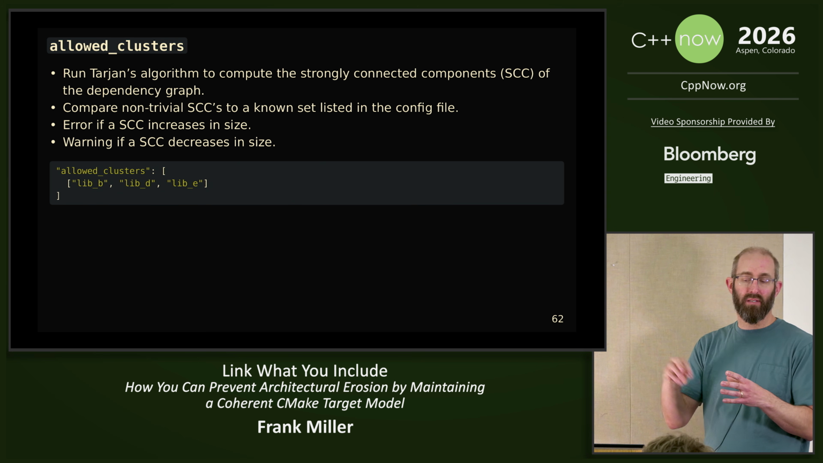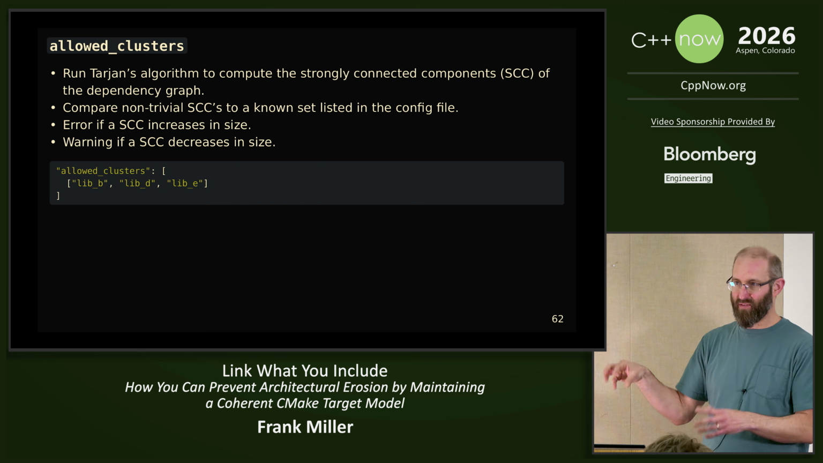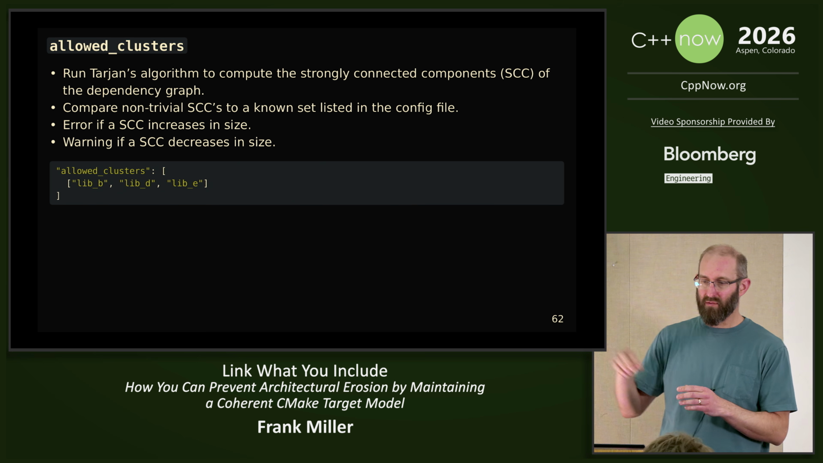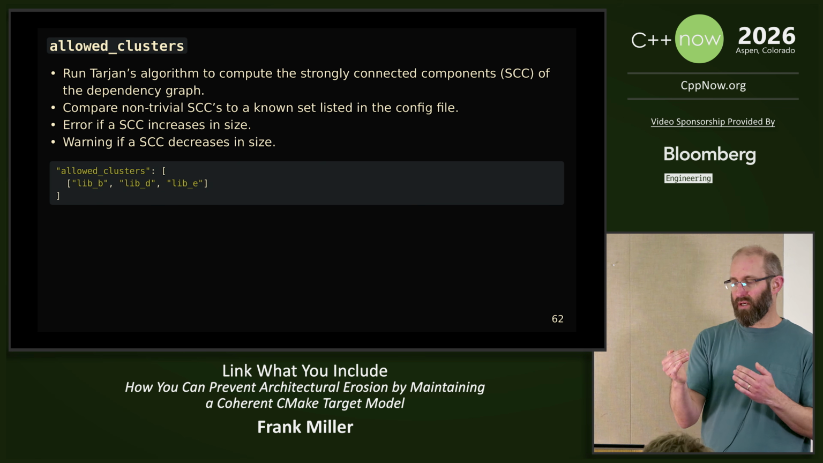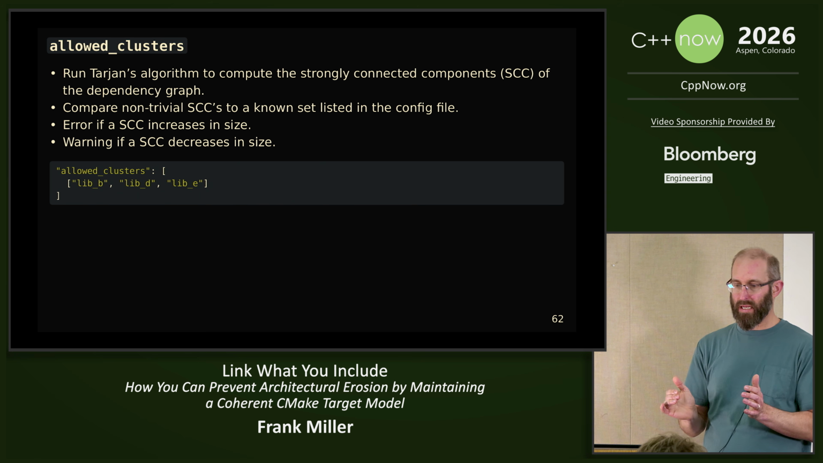And if you happen to remove one, it's going to give you a warning because it's going to say, hey, you should change your configuration file. It's now better than it was. So this is a snippet of what the configuration file might look like. It's JSON, and it's an array of arrays. So there can be more than one strongly connected component.